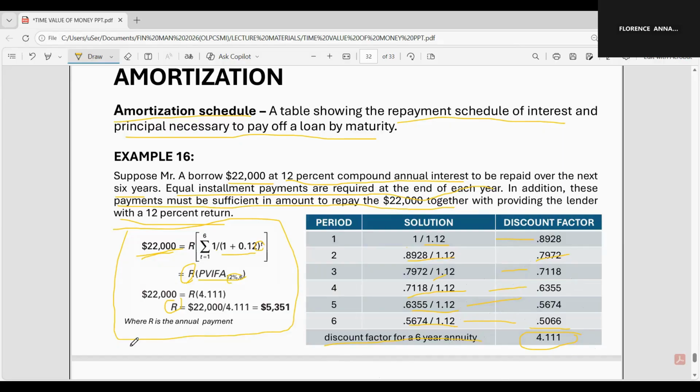If you divide $22,000 by your present value interest factor of annuity na 4.11, you'll get $5,351 annual payment.